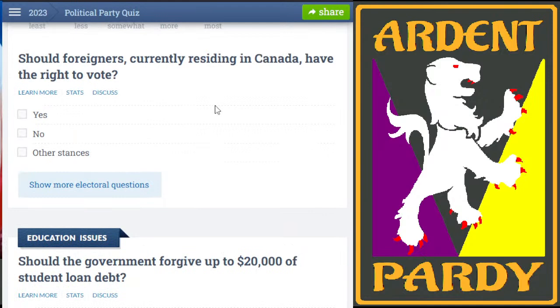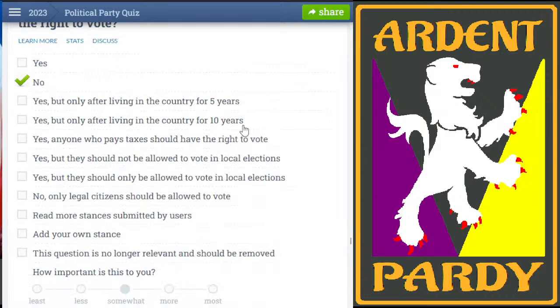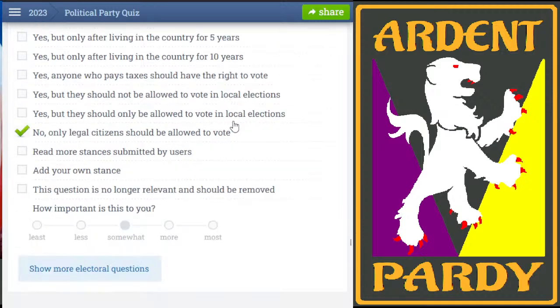Should foreigners currently residing in Canada have the right to vote? Yes. No, of course not. Are you kidding? No, just because they lived in the country for 10 years doesn't mean they're citizens who have the right to vote. And the same for paying taxes. No, you still don't get the right to vote. You need to be a citizen. Local elections, maybe. But yeah, only legal citizens should be allowed to vote.